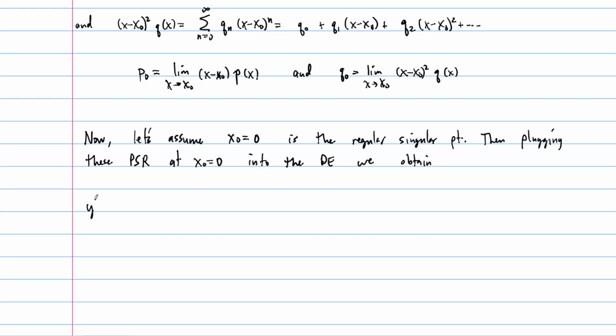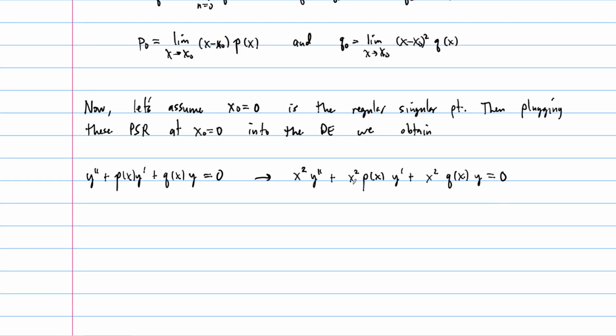y double prime plus little p of x times y prime plus little q of x times y. That equals 0, obviously, right? But this is going to become y double prime plus power series. So here's what we need to do. If this is equal to 0, then this implies that if we multiply the whole equation by x squared, then that will still equal 0, right? So this implies that x squared y double prime plus x squared times p of x y prime plus x squared times q of x times y also equals 0.